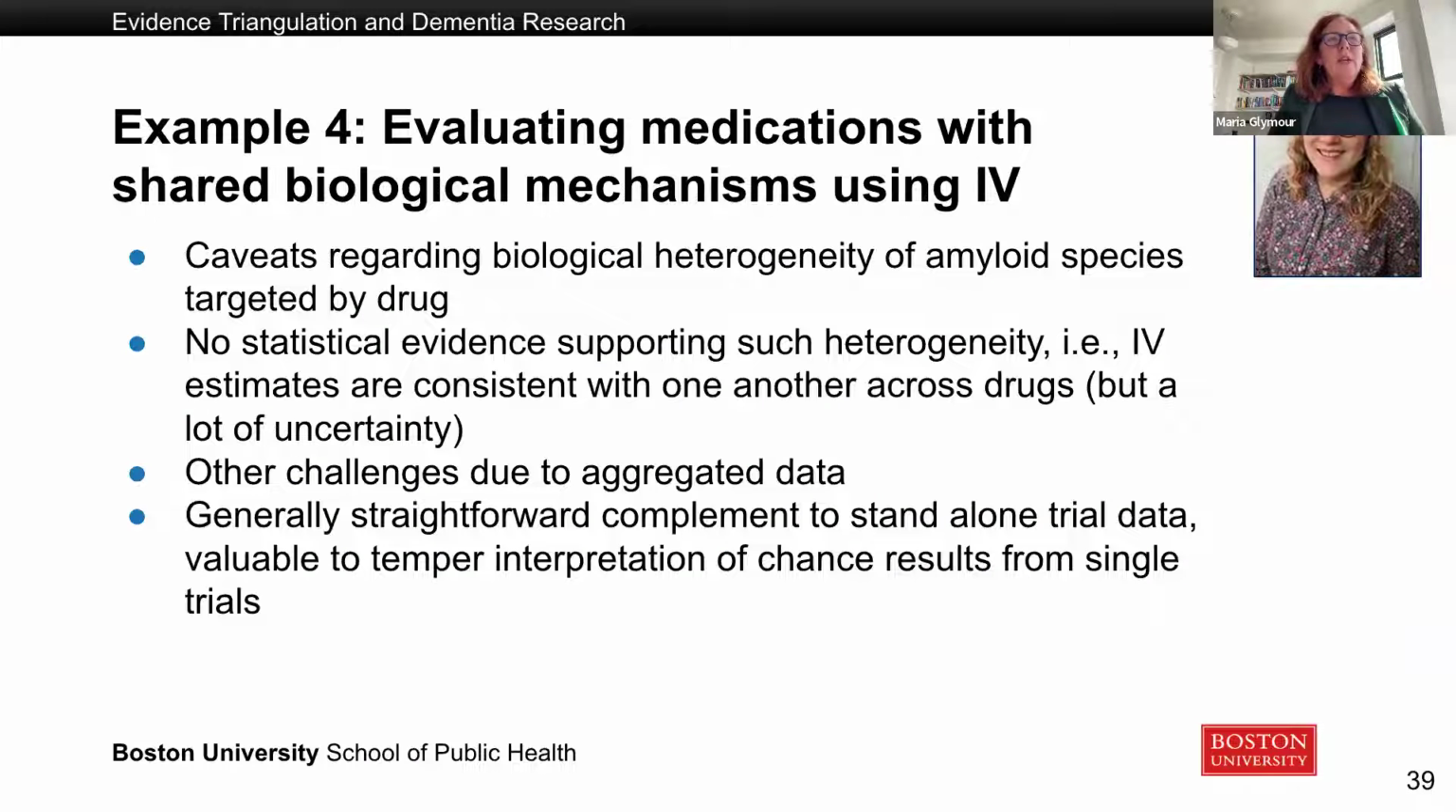So the take home here, evaluating mechanisms with a shared biological mechanism, there are caveats regarding biological heterogeneity of amyloid species targeted by the drug. I will say at this point, there's no statistical evidence to support such heterogeneity in that the instrumental variable estimates are consistent across the drugs.